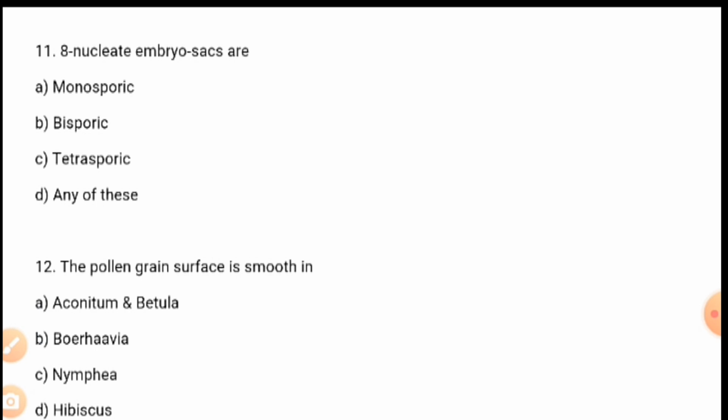Now we are in question number 11. Here the question is, 8 nucleate embryo-sacs are A monosporic, B bisporic, C tetrasporic, D any of these. It is to be noted that in monosporic polygonum type it is 8 nucleate, in bisporic allium type or endymion type it is again 8 nucleate, and in tetrasporic adoxa, plumbago and fritillaria, these 3 types, again the embryo-sac is 8 nucleate. Hence our answer is option D, that is any of these.